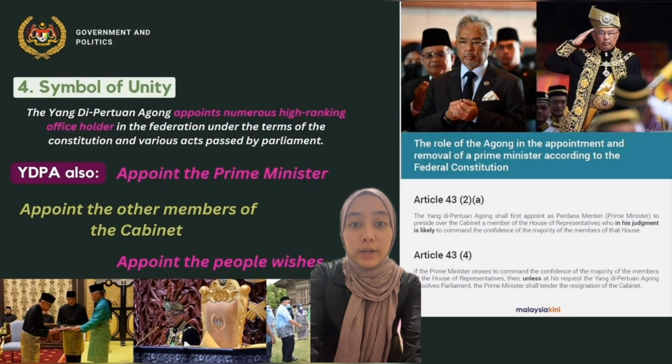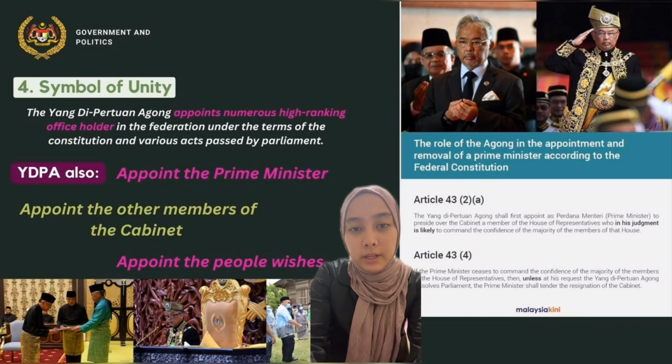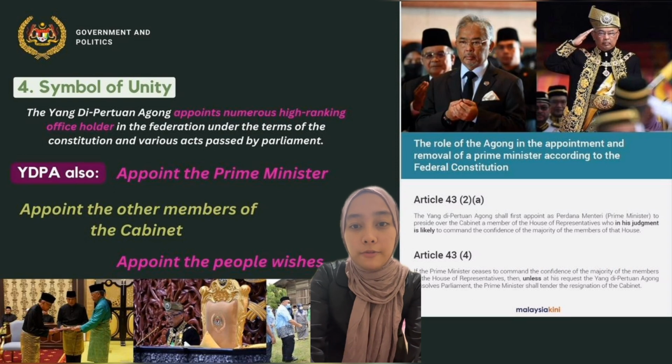The Yang di-Pertuan Agong is a symbol of unity. His role is that of a constitutional monarch. The extent of his power as federal head of state is defined in the Federal Constitution and a Parliamentary Act, which is appointment. The Yang di-Pertuan Agong appoints numerous high-ranking office holders in the Federation under the terms of the constitution and various acts passed by Parliament.